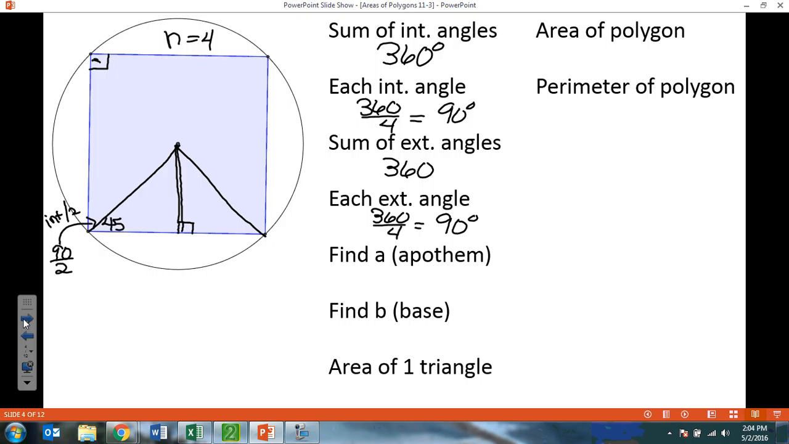That means that we are looking for the opposite, and on this sheet today for practice, your radius is always 2, the hypotenuse is 2. So once again, opposite over hypotenuse, sine. The sine of 45 will be equal to our apothem, or our height, over our hypotenuse, which is 2. So take 2 times the sine of 45 to find our apothem.